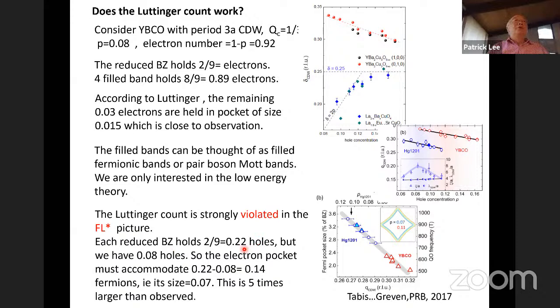But now, this has to accommodate, and we have 0.8 holes. So the electron pocket has to accommodate 0.14 fermions. So the size is 7%, okay? 7% is 5 times too big. So Luttinger's theorem is violated basically maximally. So in other words, I would say that if you believe that the Fermi pocket has a size P, then with the charge density wave periodicity, you can never get these small pockets. You can never get a single small pocket. Okay, so something has to give. Okay, so that's the statement I want to make.